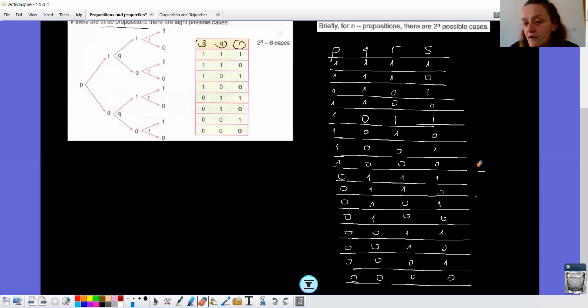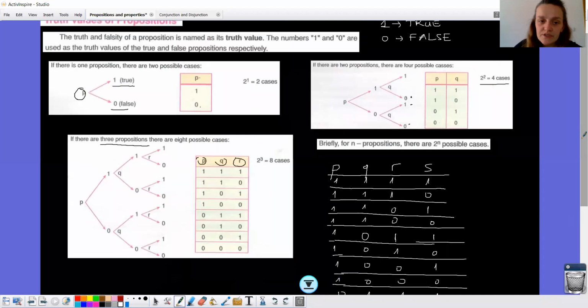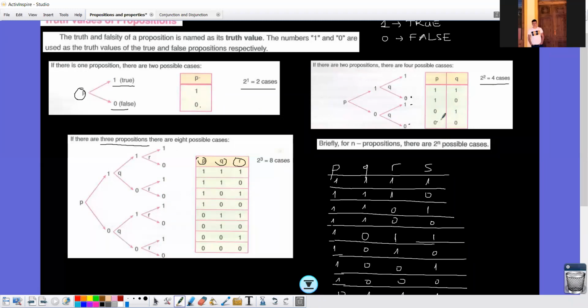Okay. Now, as we said from the beginning, if we have one preposition, we have 2 cases. Did we understand this one? Yes. What does 2 cases mean? One preposition can be either true or false. If we have 2 prepositions, we'll have 4 cases. And here are the possible cases written in a table. Both of them true. First one true, second one false. First one false, second one true. And both of them false.